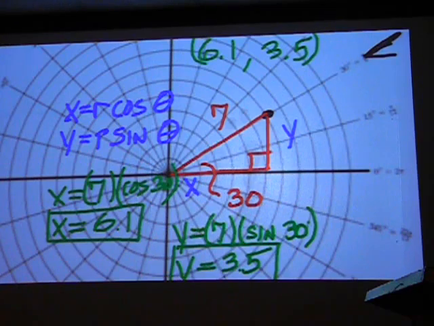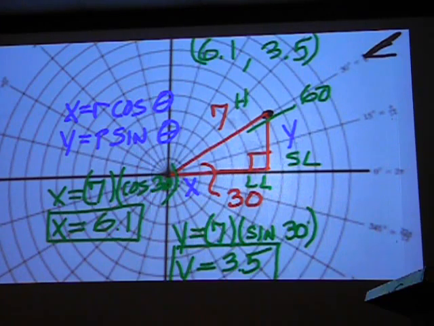Before we finish with the problem, let's take note of the fact that we have a 30, 60, 90 triangle here. And if you'll remember, this is going to be the short leg, this is the long leg, and this is the hypotenuse.